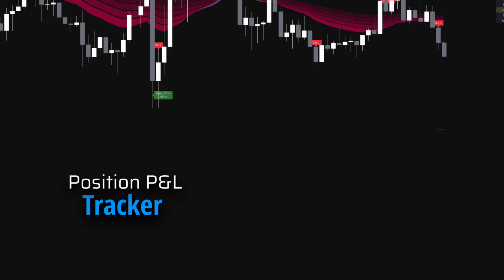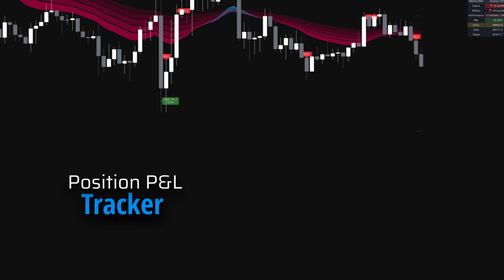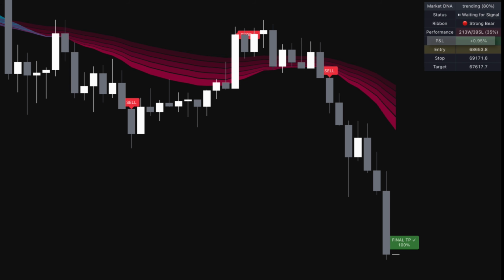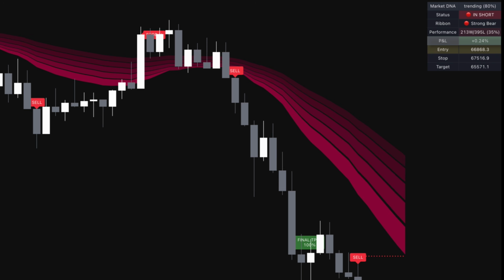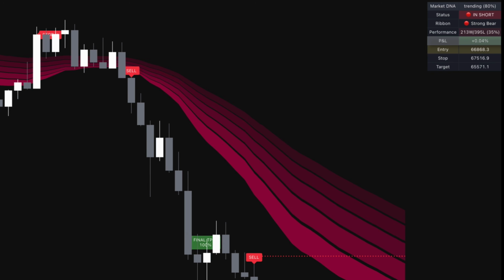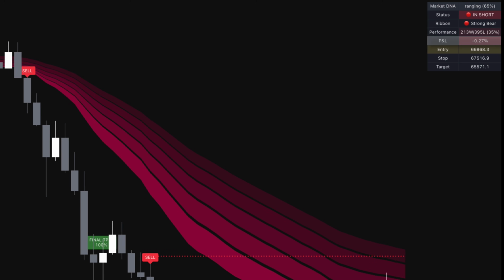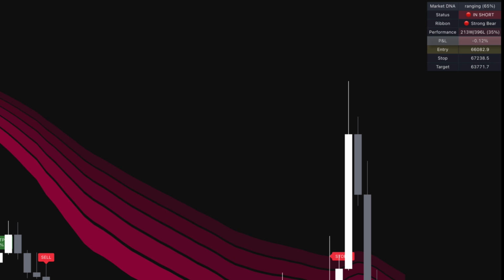The stats table now shows real-time P&L for open positions. When you're in a trade, you see the current profit or loss as a percentage. Updates dynamically as price moves. Green when profitable, red when not. No more calculating in your head.